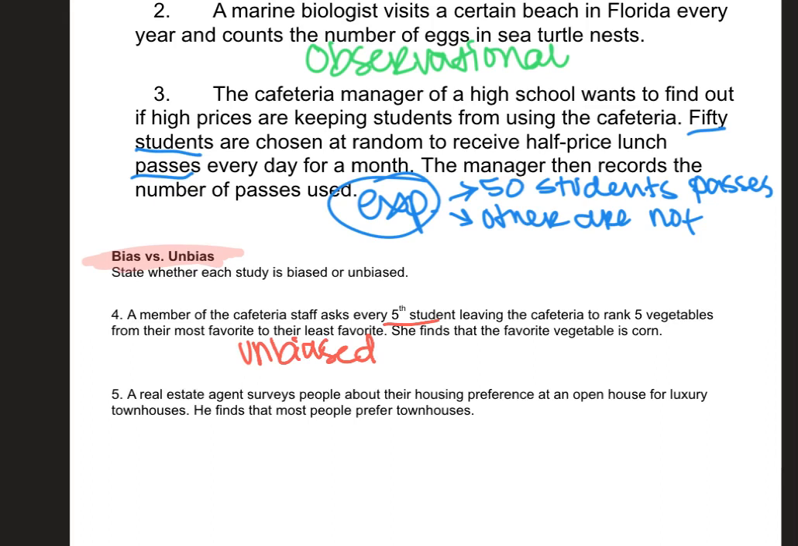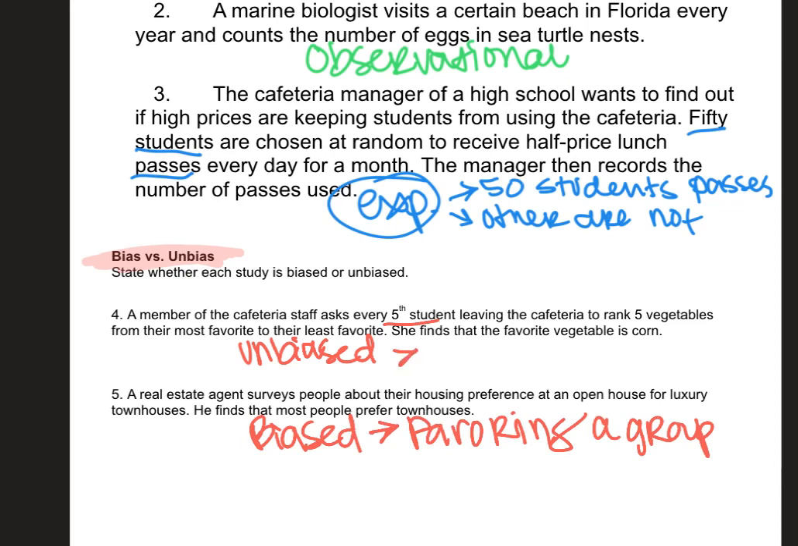Number 5, a real estate agent surveys people about their housing preference at an open house for luxury townhouses. He finds that most people prefer townhouses. This is going to be biased because he's favoring people who are showing up to a townhouse open house to ask what type of houses they prefer. Okay, of course they're going to say townhouses. They're there to visit a townhouse to buy. Okay, so that means bias. So biased is favoring a group, and unbiased means that everybody gets an equal opportunity. It gives you more of a true statement.